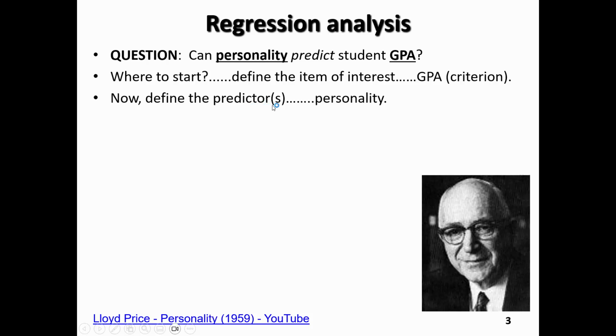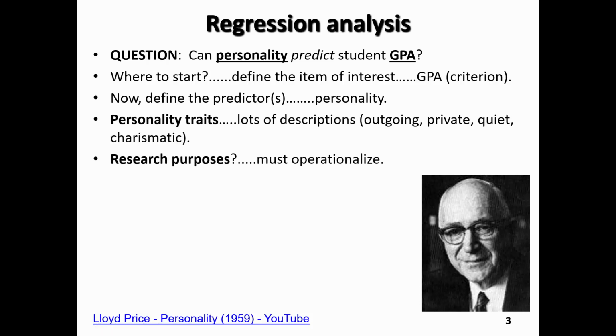Now we define the predictors. I put the S in parentheses because this could potentially involve multiple predictors. We're going to use personality. Personality is an interesting trait that has been described historically via lots of descriptions. We know that people are often described as having an outgoing personality. They're private, they're quiet, they have a charismatic type of personality. So this is starting to complicate our ability to answer our primary question. For research purposes, we must operationalize the definition of personality. By stating this, we will be defining personality in the context of the research question.